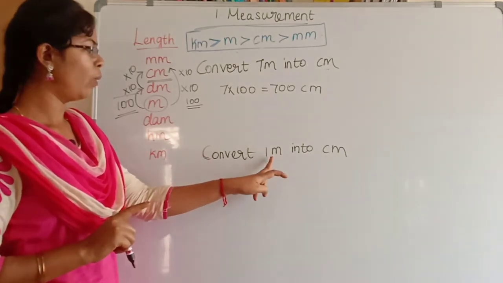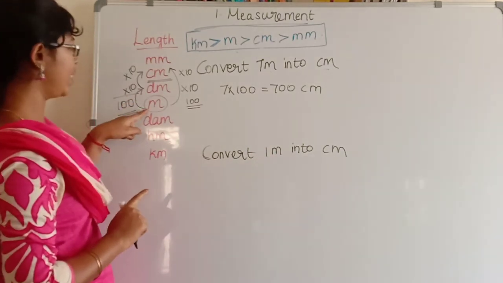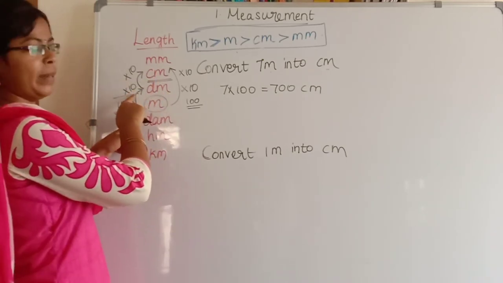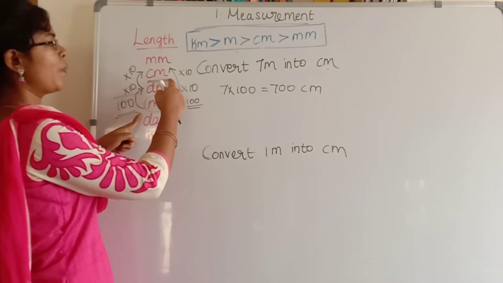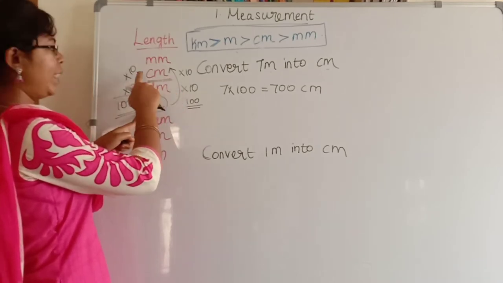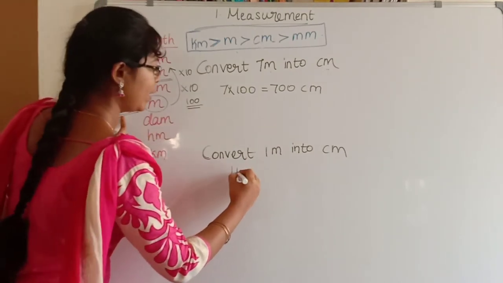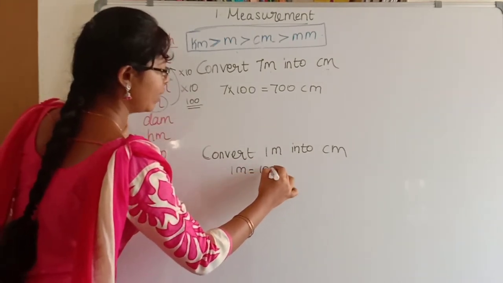Now see, we have learnt 1 meter is equal to 100 centimeter. See here, meter is here, centimeter is here. From meter to decimeter multiply by 10. From decimeter to centimeter multiply by 10. So totally 2 tens, 10 into 10, 100. So 1 meter is equal to 100 centimeter.